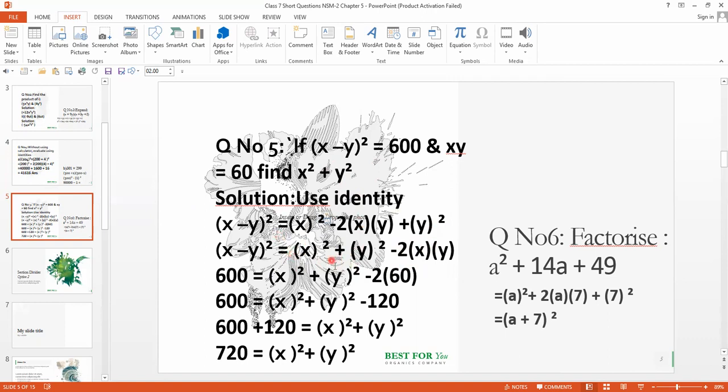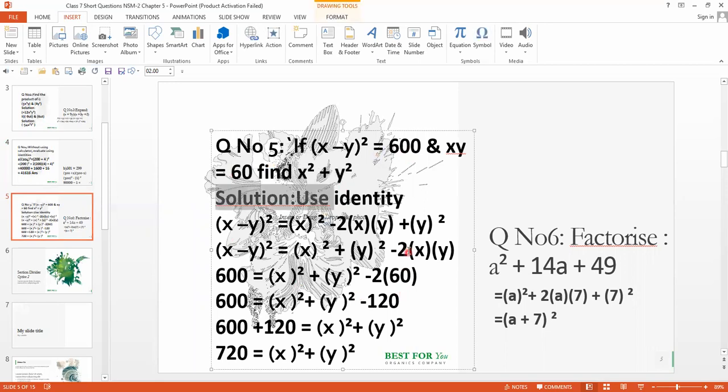Okay, why? So that I can easily solve it. So instead of writing x minus y whole square, I will put its value. What is its value? 600. So instead of writing xy, I have to put its value. What is its value? 60. And this 2 is from the formula. So 2 times 60 is 120, and this sign is in the formula. So we have to solve it. 600, and this is minus 120. When I move it toward this side, it becomes plus. So 600 plus 120, what will be the answer? 720. And this is the value of x square plus y square.